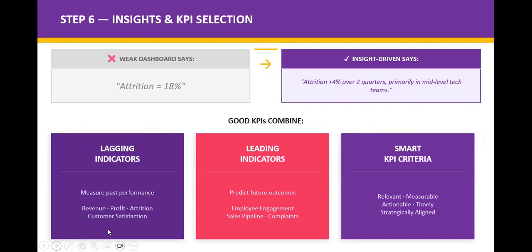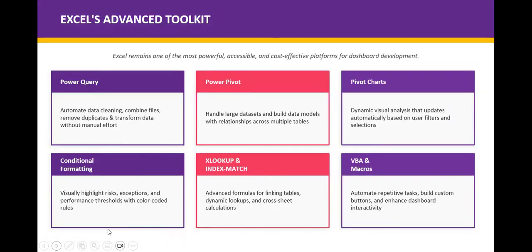Okay. And the whole idea becomes that weak dashboards would say something like attrition is 18%, but an insight driven dashboard would say something like attrition has increased by 4% over 2 quarters, primarily in mid level tech teams. Okay, the good KPIs would look at lagging indicators which measure the past performance, leading indicators which predict future outcomes, and SMART KPI criteria would remain relevant, measurable, and actionable. We cannot give good value to our stakeholders if we don't think along these lines.